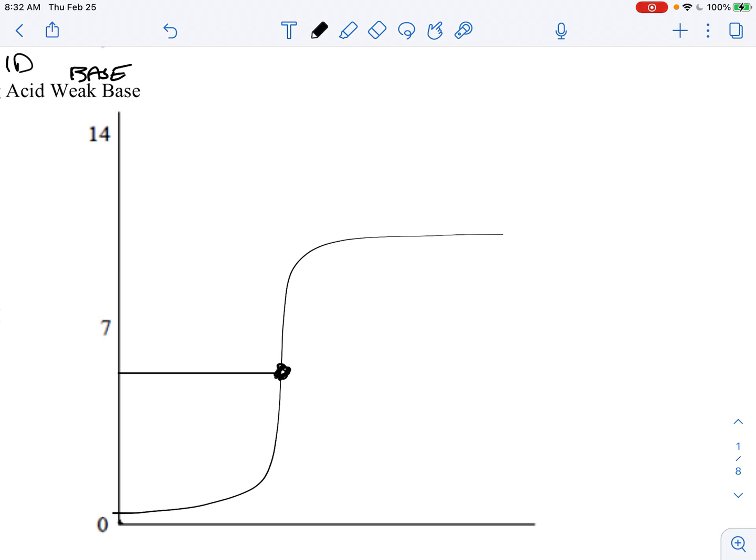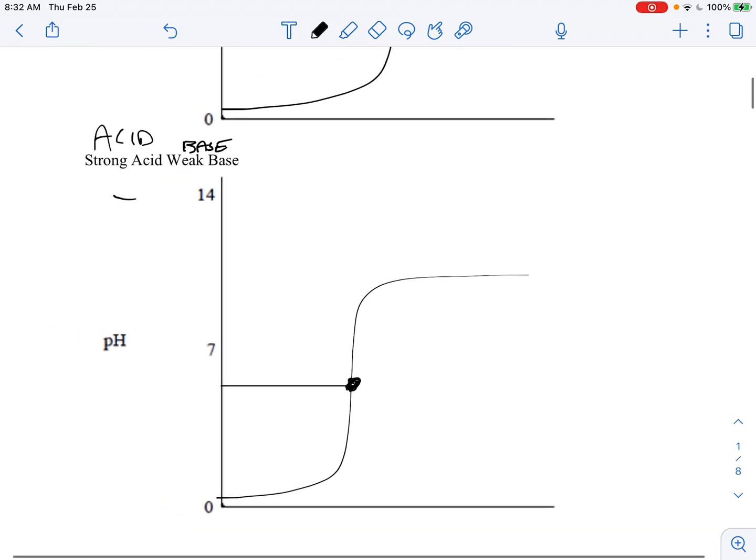So again, the point of inflection doesn't change, but it is now no longer at 7. The point of inflection is below 7, because the acid is a strong acid and the base is a weak base. So if you have a strong acid, weak base situation, you are going to see the same shaped curve. Everything is going to be the same, except your equivalence point is not going to be at 7. It is going to be a little bit below 7. How far below? Well, that depends on how weak the base is. The weaker the base, the further below 7 that pH is going to end up.